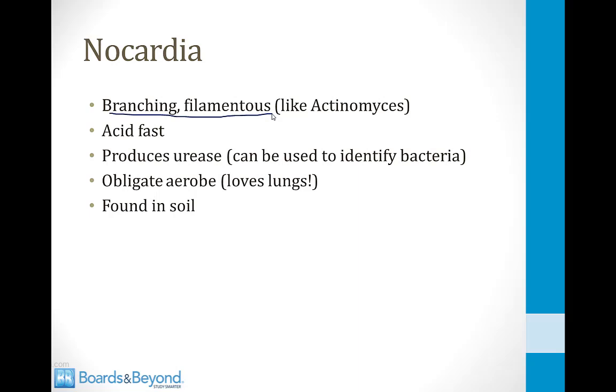Nocardia is also a branching filamentous bacteria. Like actinomyces, it also resembles fungi. One unique thing about nocardia is that it is acid-fast. Other than mycobacteria, this is the only bacteria that is acid-fast that you need to know about. It produces urease, and this can sometimes be used to identify the bacteria. It's also an obligate aerobe, so it loves the lungs, and that's one way to remember that it can cause pulmonary infection. We'll talk about that in a minute. It's found in soil, but people can inhale it, and that's one way they get sick.